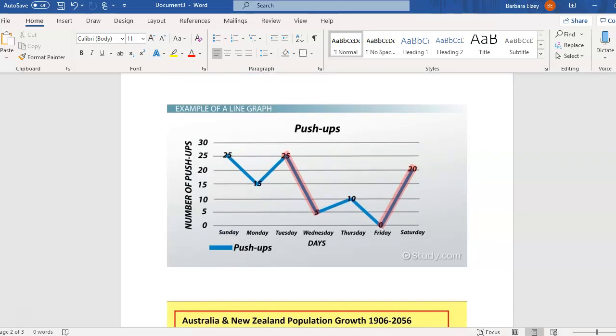Line graphs tell us about changes over time. So we will notice that the horizontal axis on a line graph will always involve time. Now notice in this case, the horizontal axis is days, Sunday, Monday, Tuesday, Wednesday, Thursday, Friday, Saturday, whereas the vertical axis tells us the number of push-ups in this case. So we can tell that this individual on Tuesday did 25 push-ups. On Wednesday, the individual only did 5 push-ups, 20 less than they did on Tuesday. And we can compare over time.